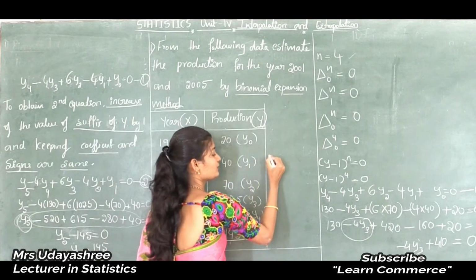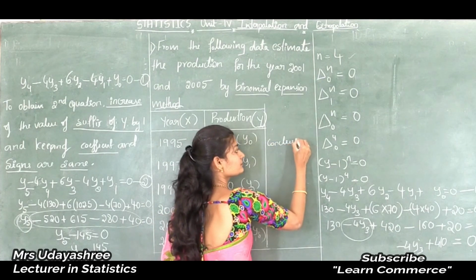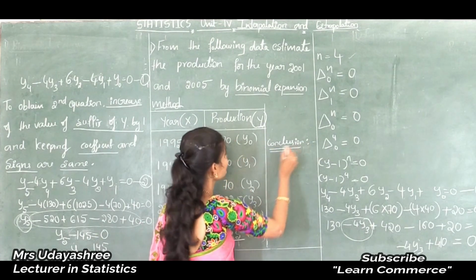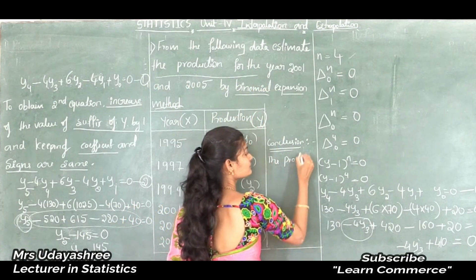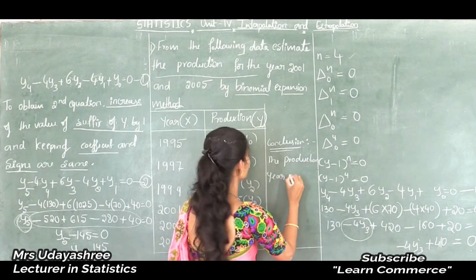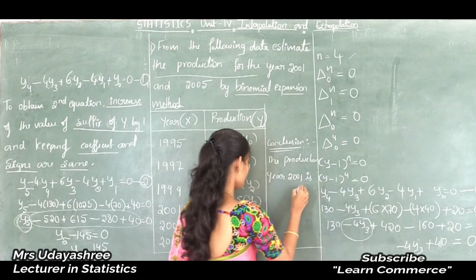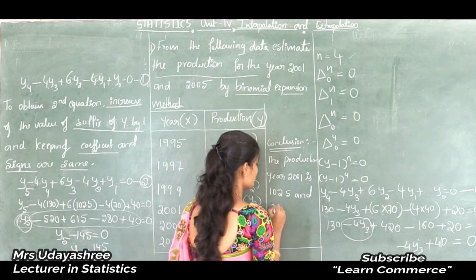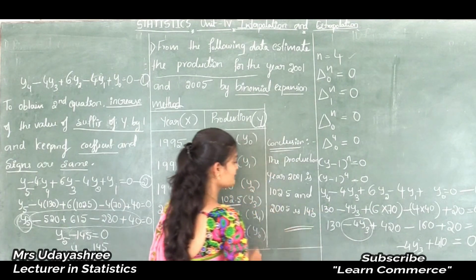I will write the conclusion here, because there is no place elsewhere. You need to write it after the solution. So here the conclusion is: the production for the year is 102.5, and for 2005 is 145. Okay, this is the conclusion for this problem.